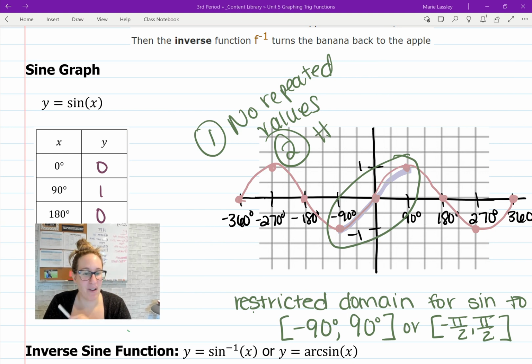So we have no repeated values in this section, and we have a full range, meaning we go from -1 to +1. That's the reason why we chose that interval.